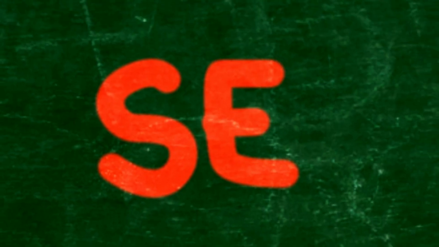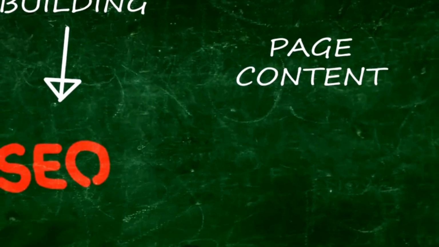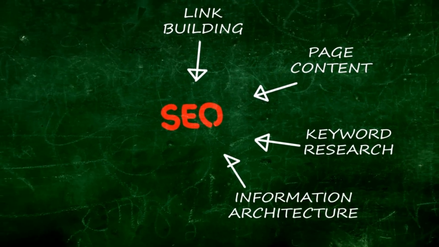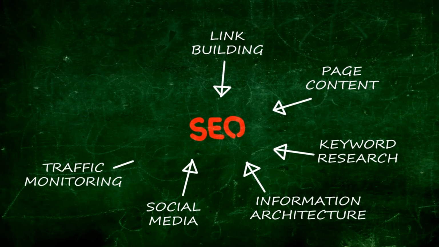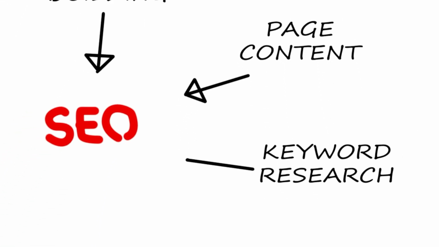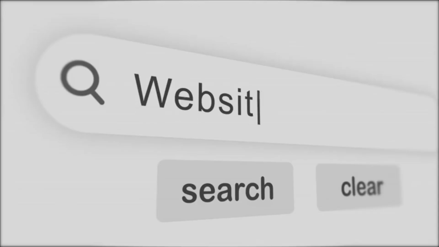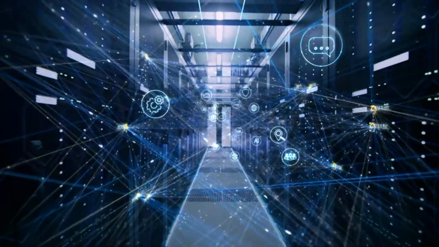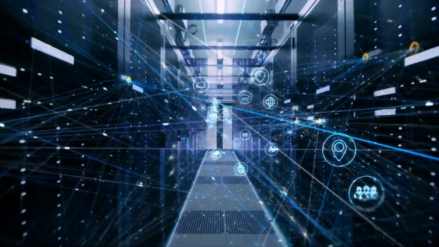We'll be exploring SEO from a beginner's perspective all the way up to advanced level, so buckle up and let's get started. SEO, or search engine optimization, is a crucial aspect of digital marketing that helps websites rank higher in search engine results pages. By optimizing your website for search engines, you can attract more organic traffic and improve your online visibility. For beginners, it's essential to understand the basics of SEO.